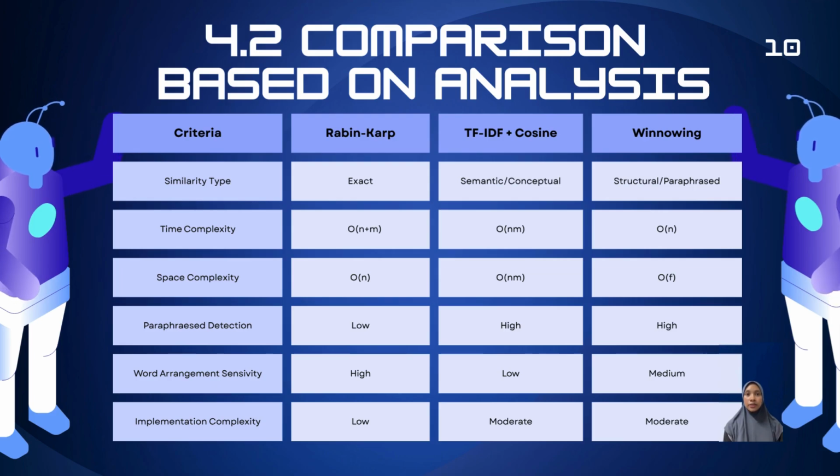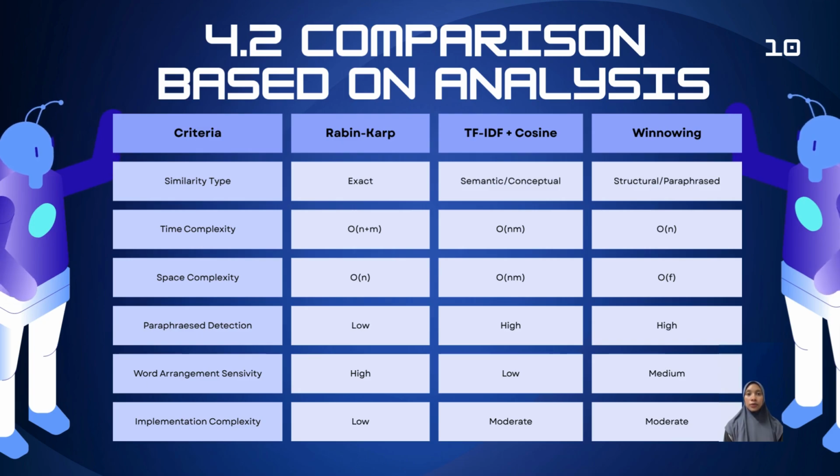Starting with similarity type, Rabin-Karp detects exact matches. TF-IDF with cosine similarity captures semantic or conceptual similarities, and winnowing focuses on structural or paraphrase similarities. These highlight their different applications depending on the nature of the text.